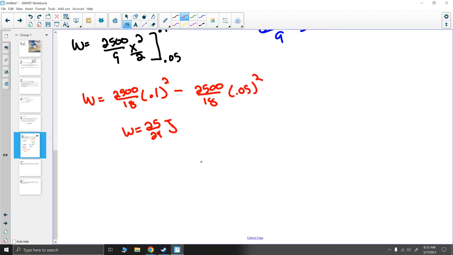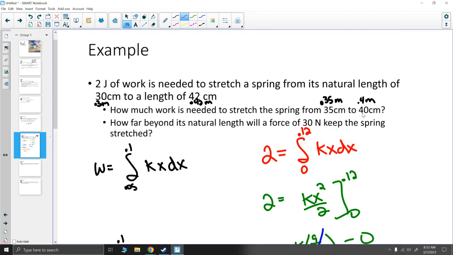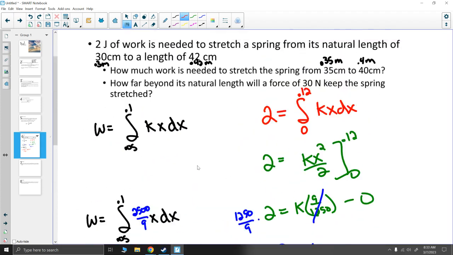1.04 joules is how much work it is required to stretch it from 35 to 40 centimeters. Okay. All right. How far beyond its natural length will a force of 30 newtons keep the spring stretched? Okay, now we're looking for force now.